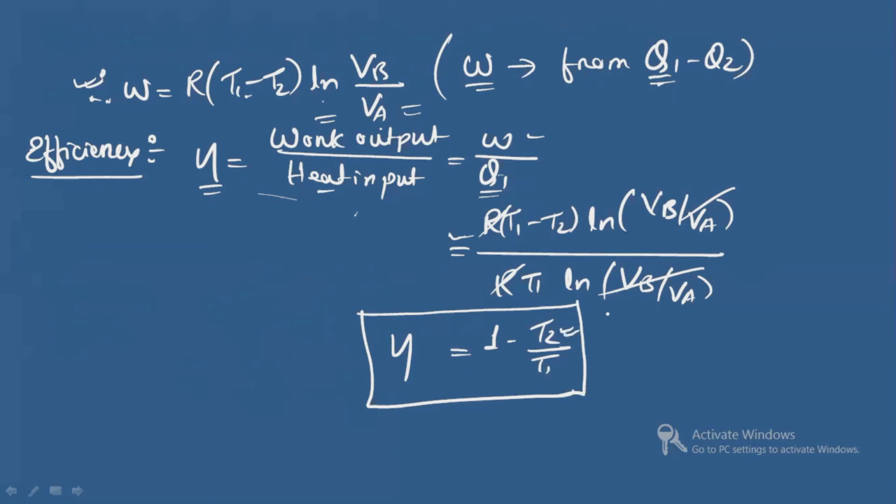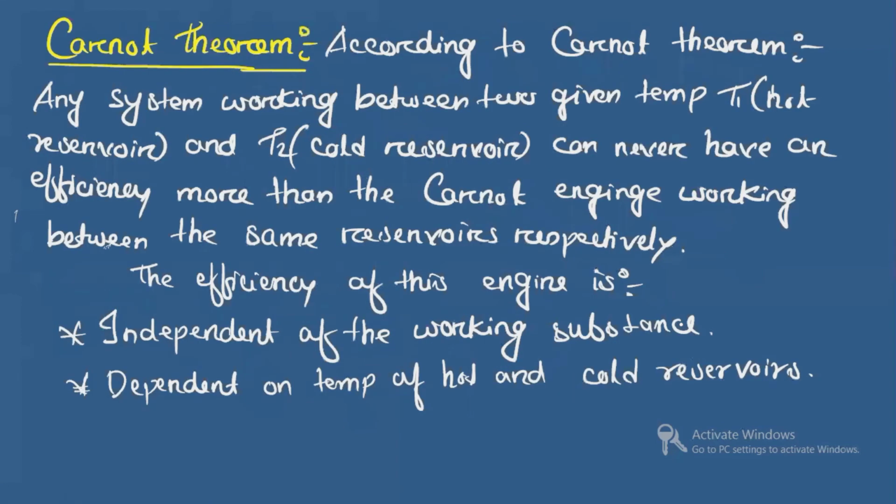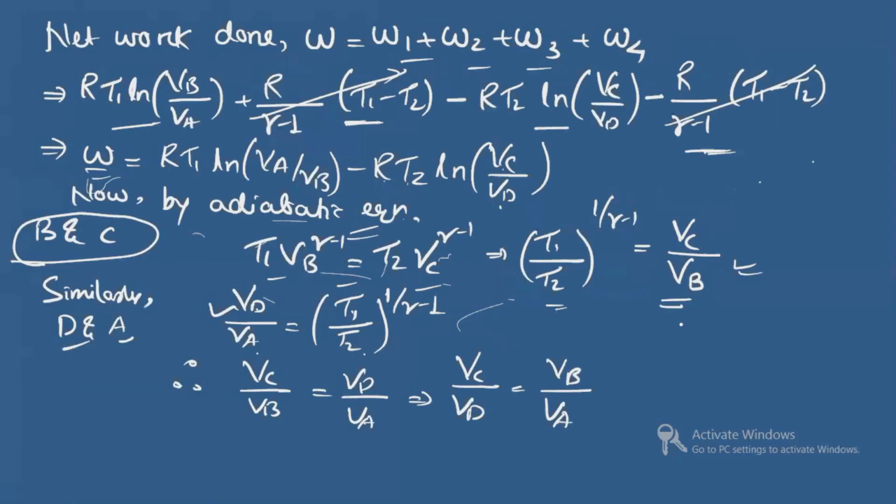Remember this T2 is the temperature of the sink. T1 is the temperature of the source. This is very important. Remember, don't just remember T2 by T1. Remember that the efficiency of the Carnot engine, eta, equals 1 minus the temperature of the sink divided by the temperature of the source. All right. So this is all about the Carnot cycle. It is very clear to you. So this is the complete cycle.